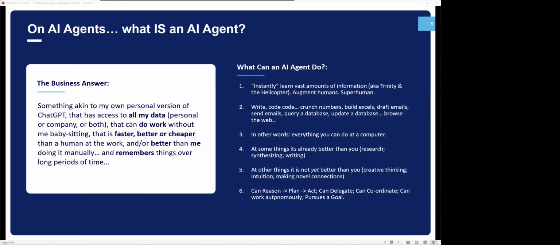This last point is pretty important. A good AI agent can reason, plan, and act, can delegate, and that can mean coordinating with other AI agents or even delegating work to humans. But ultimately, an agent pursues a goal, coordinates a whole bunch of other technology to achieve that goal, and when necessary, escalates to a human, which is the whole human in the loop concept.